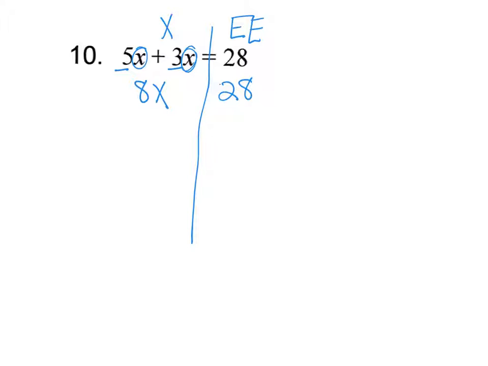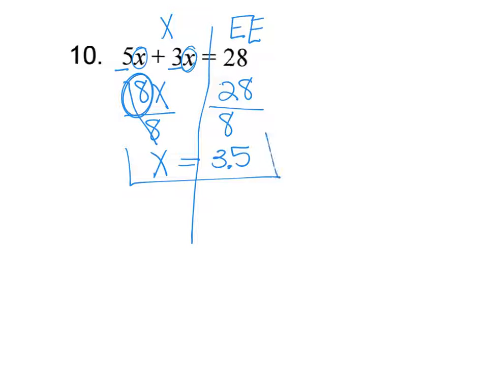But I do need to divide by this coefficient, the number in front of the x. So I'm going to divide both sides by 8. Well, 8 on top, 8 on bottom goes away. I'm left with x equals 28 divided by 8 is 3.5. And again, you could check this. I'm not going to just so the video is not super, super long for y'all.